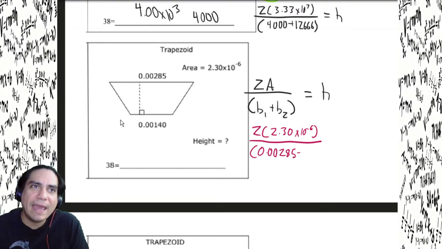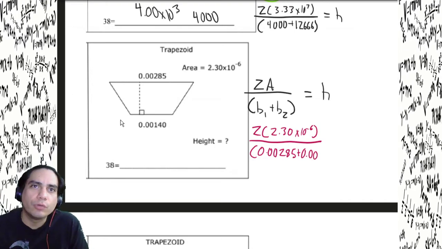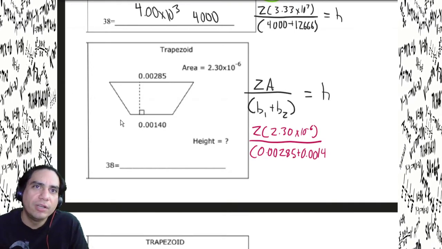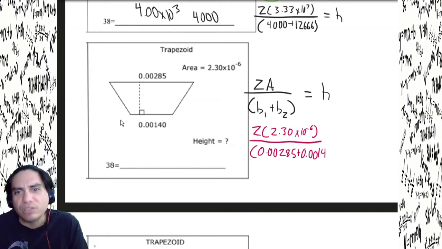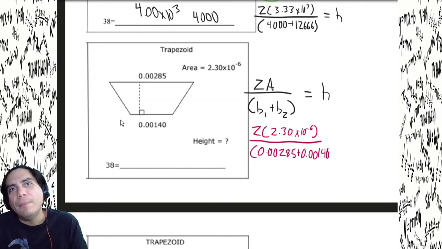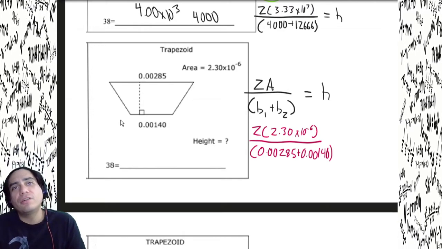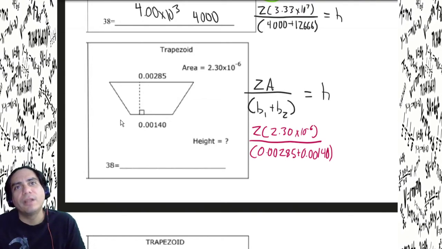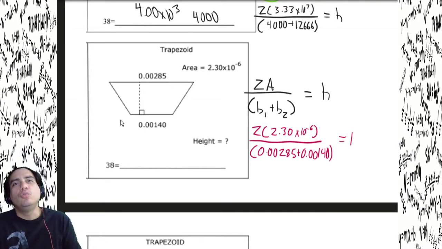0.00285 and 0.0014. Well, we don't have to put that zero at the end if you're able to see it in time. But I'm going to go ahead and write that zero. Make sure it's a zero, not like that six I'm over here trying to draw. And that's going to equal the height.